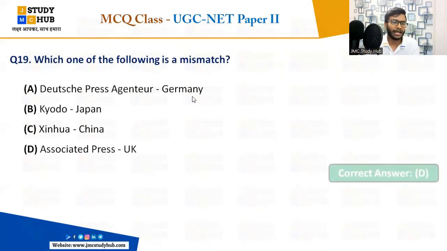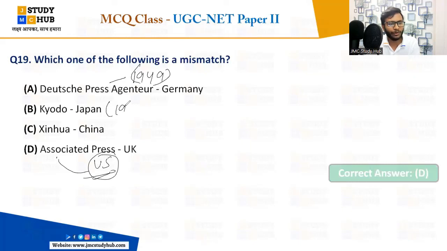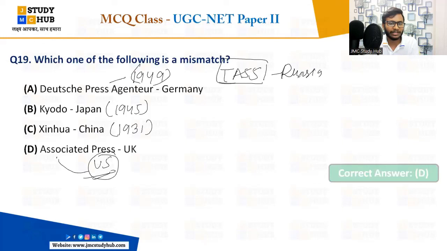Yes, got the answer: absolutely, the AP, Associated Press, is of the US. Very good, Rendell, United States. These are all news agencies. So DPA, please note it down, chronological sequence, questions are very important. 1949 Kyoto, yes, very good. 1945, Jinhua, 1931, very good. TASS is not of Germany. TASS is of Russia, very good.